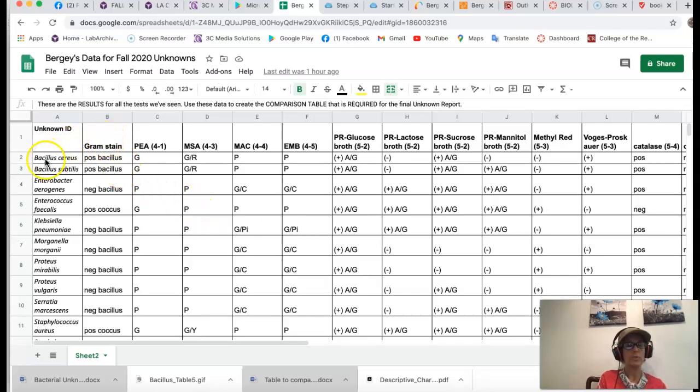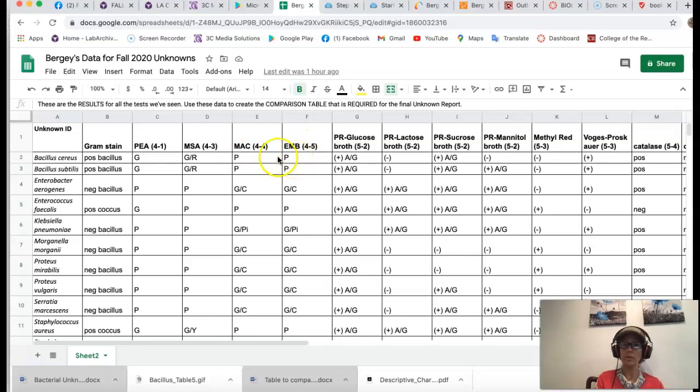The gram stain for Bacillus cereus is gram positive. Its cellular morphology is a bacillus. Its growth on PEA was good. Its growth on MSA, the mannitol salt, was good, and it was red. The growth on MAC was poor. The growth on ENB was poor.